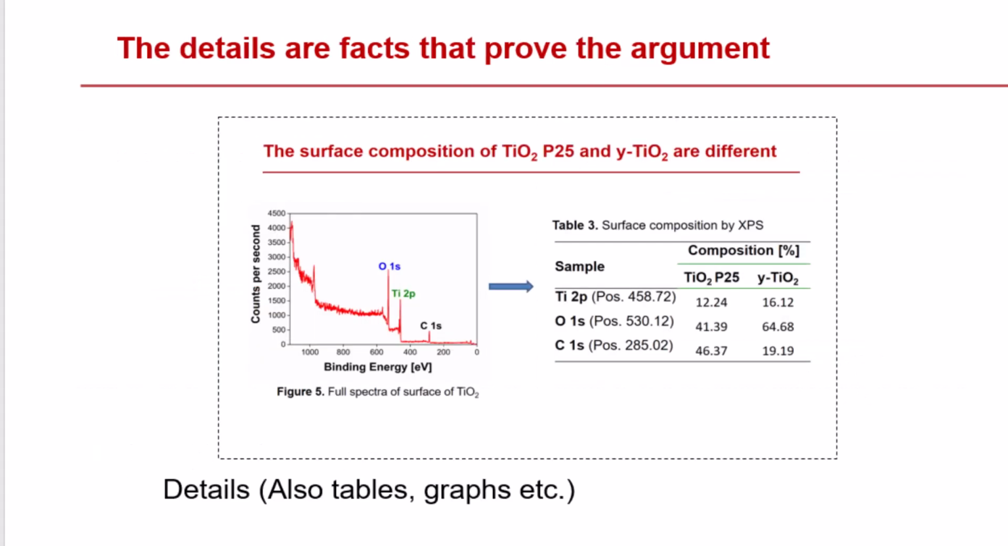Details can also be in the form of tables and graphics. Here we have a table which is supporting the key message here that the surface composition of titanium P25 and yellow titanium are different. And so the information in the table shows the 2 different types of titanium and how their composition is different. So the details are supporting your argument. They are the facts that are proving your argument.